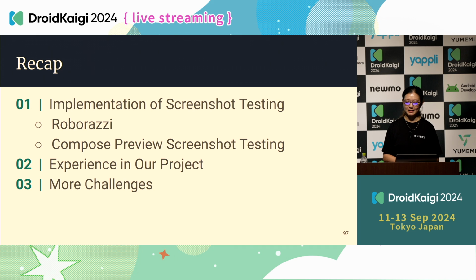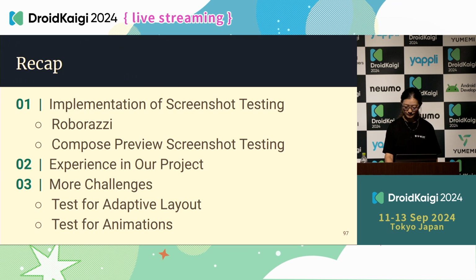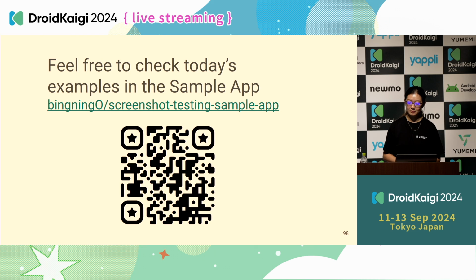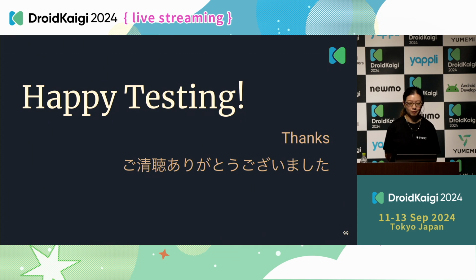Finally, we discussed some of the ongoing challenges we are working on, particularly around testing adaptive layouts and animations. This covers the foundation of implementing effective screenshot testing for Android apps and how these tools can significantly contribute to improving UI testing workflows. And lastly, all of today's examples are included in my sample apps. If you are interested, please check it out. Thank you very much.